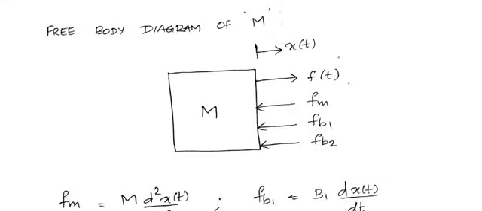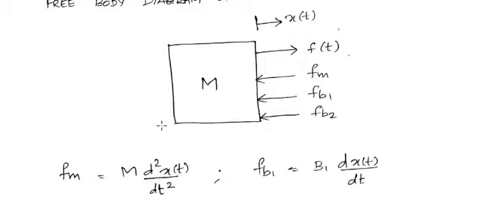Then how will you write Fm? Fm is equal to the mass m into d square x of t by dt square. Here x of t is the displacement, and Fb1 is the frictional force associated with m only, right? So Fb1 equal to its frictional coefficient b1 into d by dt of displacement. Here displacement is x of t, so d by dt of x of t.